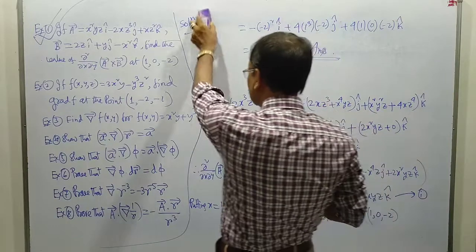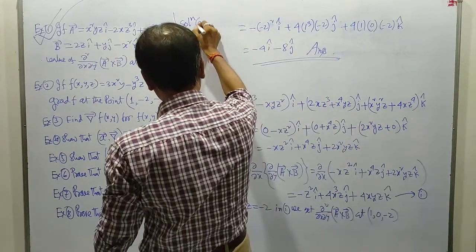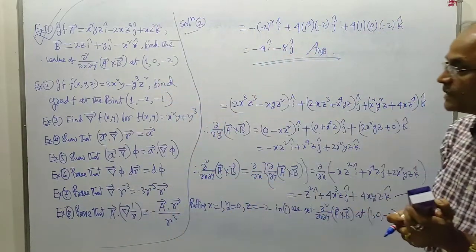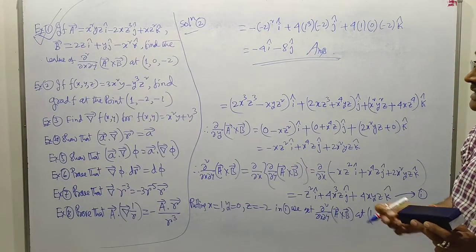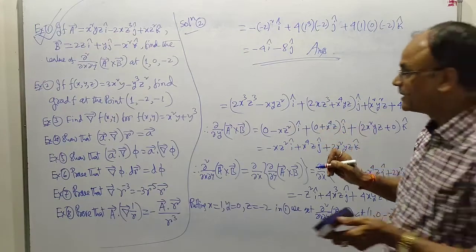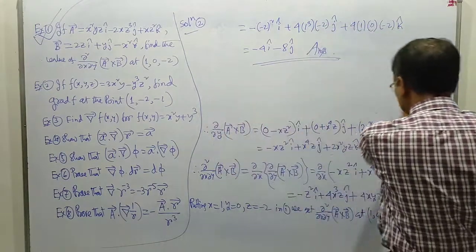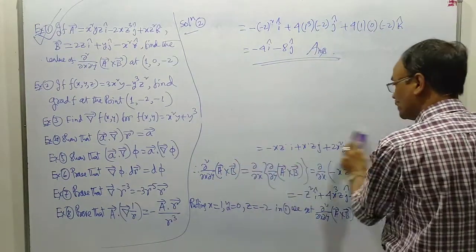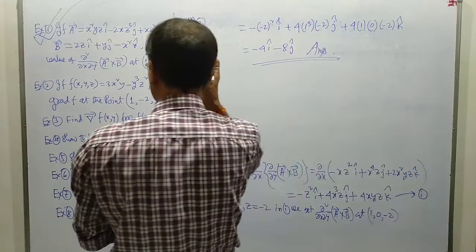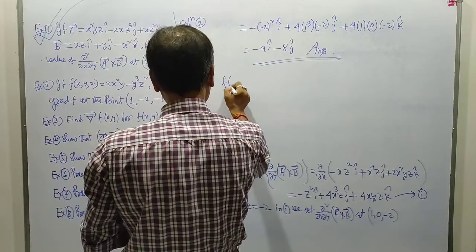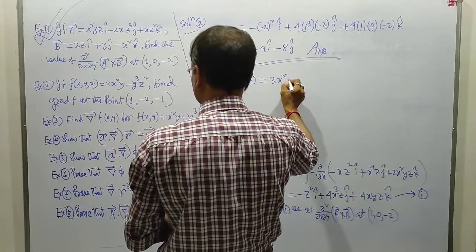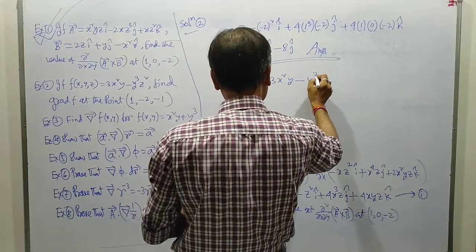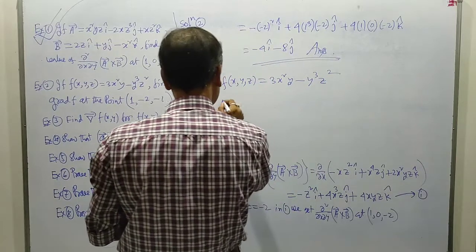Now number 2. We have to find the gradient at the point (1, -2, -1). For the gradient, you may write f of x, y, z equals 3x squared y minus y cube z squared.